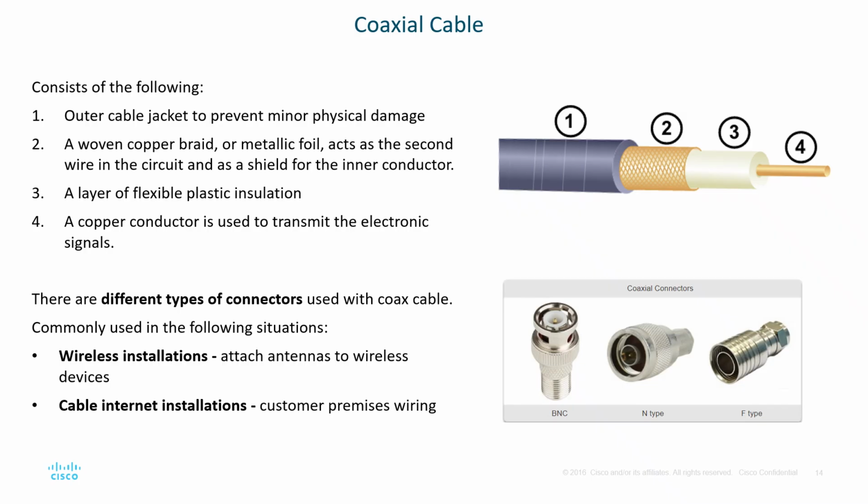There are 3 types of connectors used with coax, commonly used in the following situations: wireless installations, such as antennas to wireless devices, or cable internet installations at the customer premise. So there are 3 different types of connectors that you need to be familiar with: the BNC, the N-type, and the F-type.